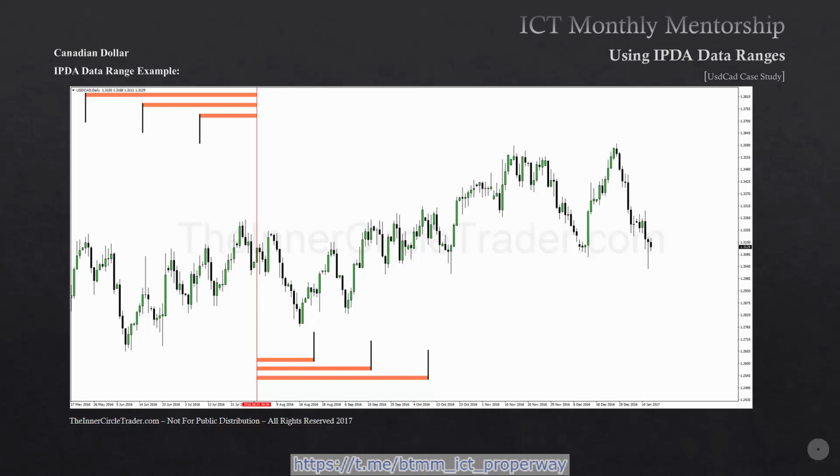But every 20 days, there's a high and a low form. Now you're about to experience a growth spurt.